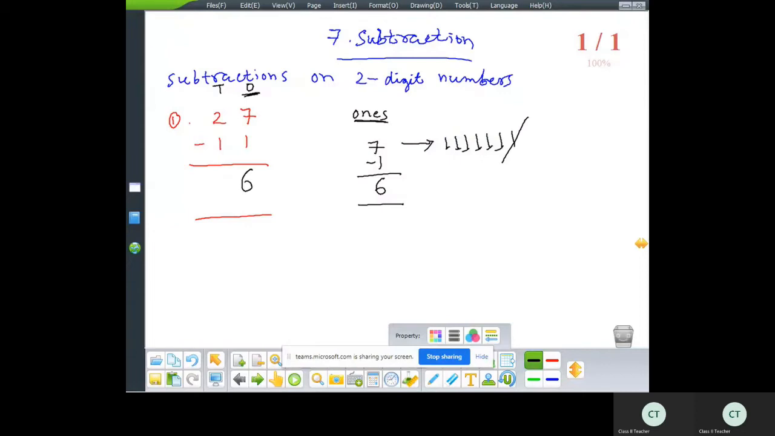Now subtracting on tens. The digits are in the tens place. 2 minus 1. It means 1 subtracting from 2. From 2, we subtract only 1. After cutting one line, only one line is there. 2 minus 1 is 1. Answer is 16. 27 minus 11 equals 16.